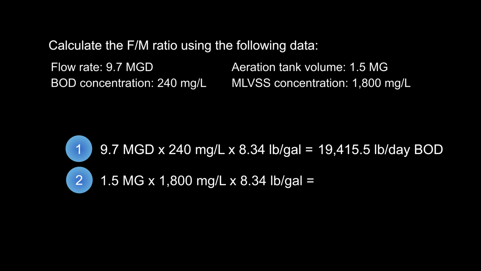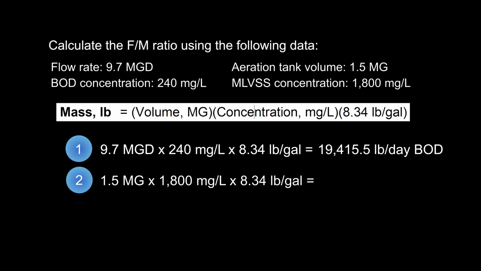Next, we calculate the microorganisms, the total pounds of MLVSS we have in the aeration tank. For this step, we use the mass formula, which is essentially the same as the loading rate formula, but the units are slightly different, so we get an answer in total pounds, not pounds per day. To do this, we take the aeration tank volume of 1.5 million gallons, multiply it by the MLVSS concentration of 1,800 milligrams per liter, and multiply that by 8.34 pounds per gallon. This gives us a total of 22,518 pounds of MLVSS. This is our microorganism value.